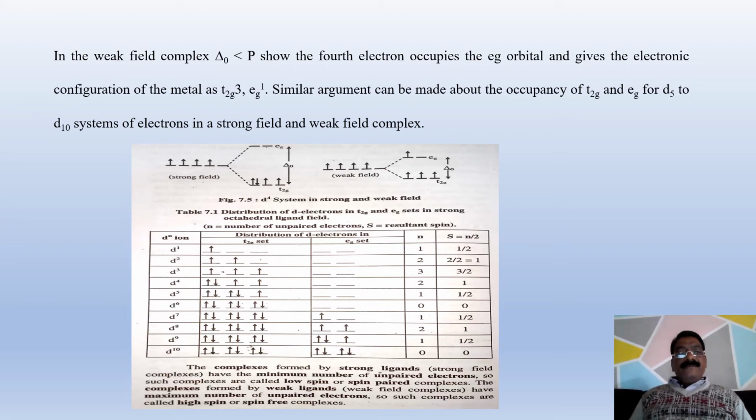In the d8 system, again the t2g set is fully paired and the eg set has 2 electrons. Then d9, the next electron is paired in the eg orbitals and the eg orbital has only one unpaired electron. And in the d10 system, all 5 orbitals have paired electrons. There are no unpaired electrons. Here there is the number n of unpaired electrons and their spin, that is S is equal to n by 2. It is also given in the table.